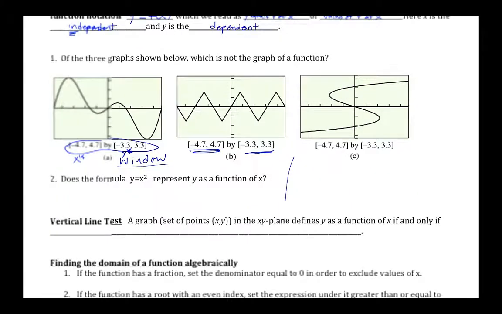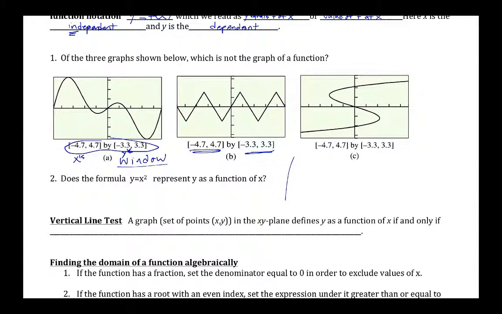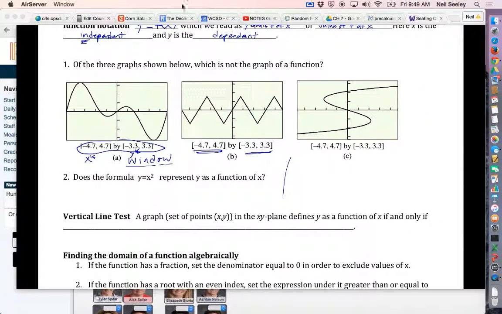So, which of the three graphs shown below is not a function? Do you remember from Algebra 2? You totally got this. Name it. A, B, or C is not a function. Do you think it's A, B, or C? You can guess. If you come up with it, let me know.